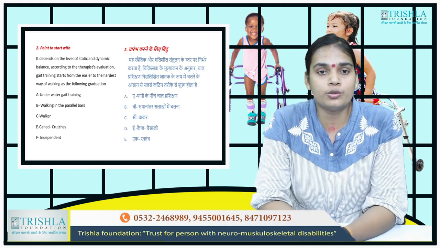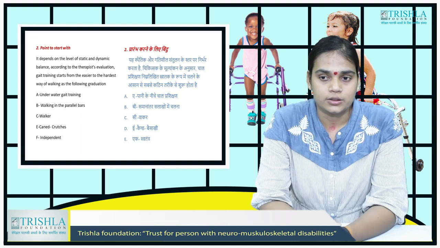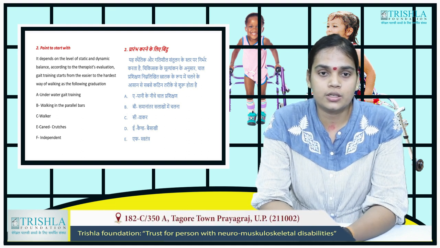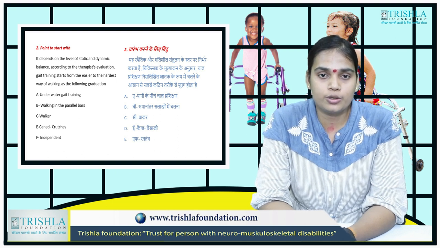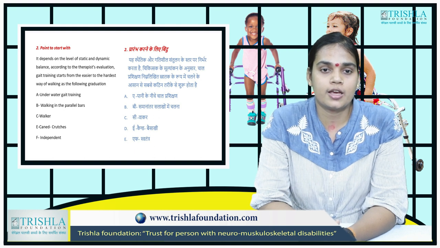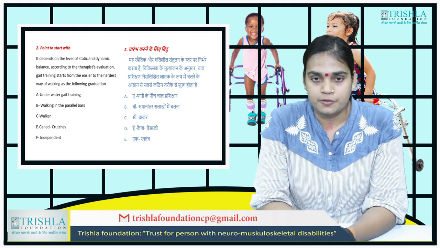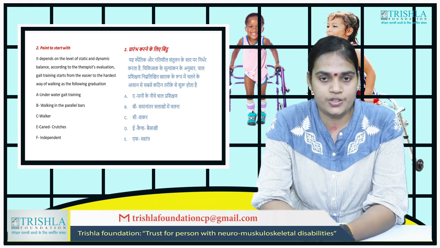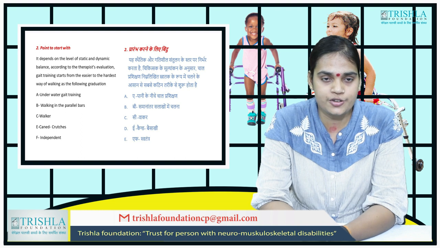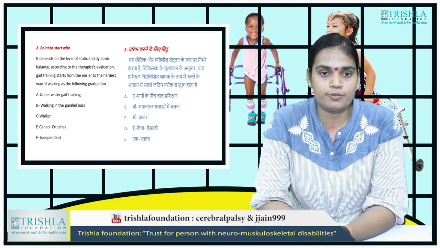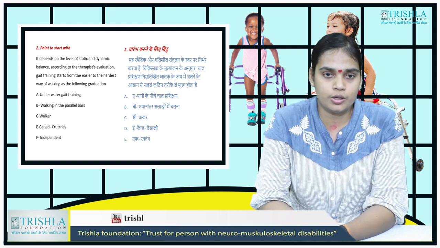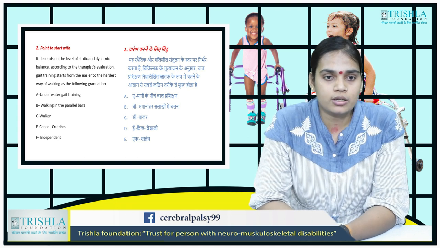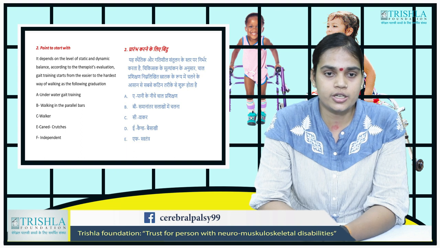Where to start? It depends on the level of static and dynamic balance according to the therapist's evaluation. Gait training goes from the easiest to the hardest way of walking in the following progression. First is underwater gait training. You can use the pool for gait training; it helps your child to improve gait. Then walking in the parallel bars. Then walker or rollator, cane, crutches, and independent walking.